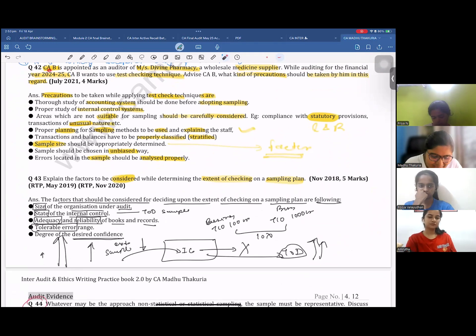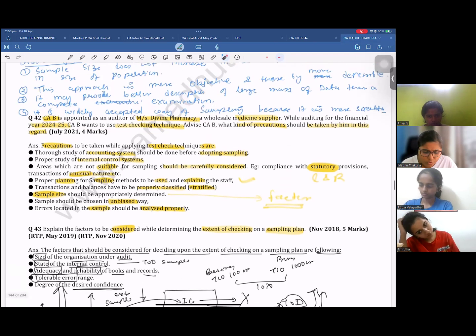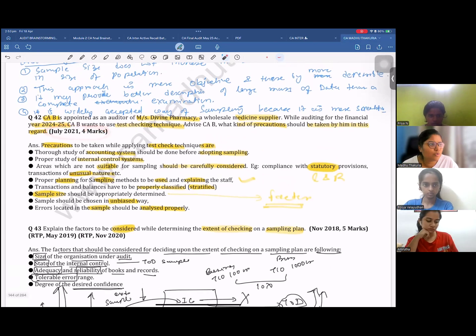Sorry. CAB is appointed as an auditor of Messrs Divine Pharmacy, a wholesale medicine supplier. While auditing for the financial year 24-25, CAB wants to use the test checking technique. Advise CAB what kind of precautions should be taken by him in this regard. Very old question, July 21, 4 marks. Precautions to be taken while applying the test check techniques. Nowhere in your essay 530 will you find this answer.